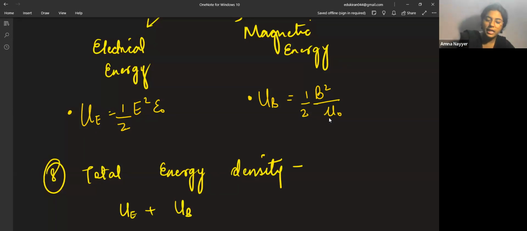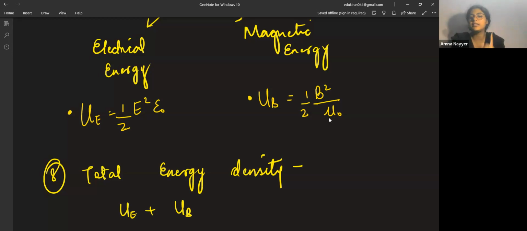So electrical energy density: energy density means energy per unit volume. In 1 meter cube, how much energy is being stored? In 1 meter cube of a particular substance, or any volume, be it the plates of a parallel plate capacitor, or resistors, anywhere energy can flow. So if you take 1 meter cube, how much energy is present in that 1 meter cube? That is the electrical energy, half E square into epsilon naught. All right, this is electrical energy density.